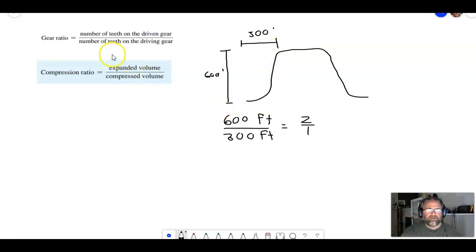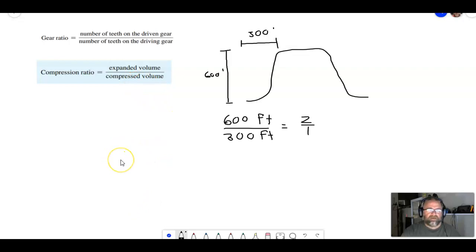All right. So let me give you a couple of common ratios that we use in the technical fields. One of them is the gear ratio. That's the number of teeth on the driven gear divided by the number of teeth on the driving gear. The other one is the compression ratio, which is mainly used in engines for cars and other vehicles. That's the expanded volume over the compressed volume.